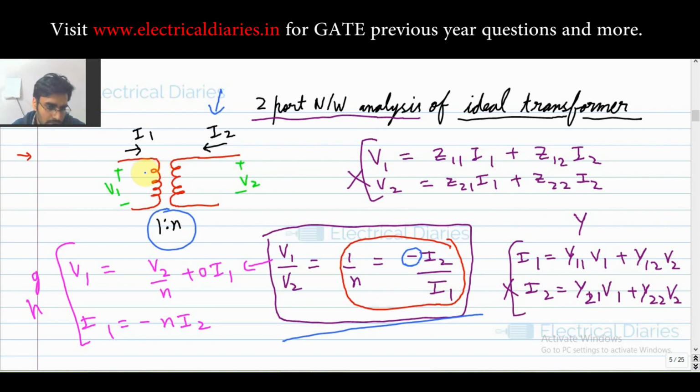So that is all about this discussion. The only takeaway is that you should remember how to write this equation and never forget to take the sign according to the current directions. If the direction changes, your sign changes. That is very important. I hope you get the idea of how you can generally analyze the ideal transformer as a two-port network.